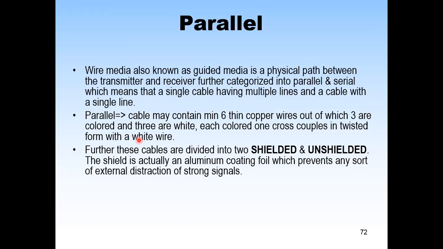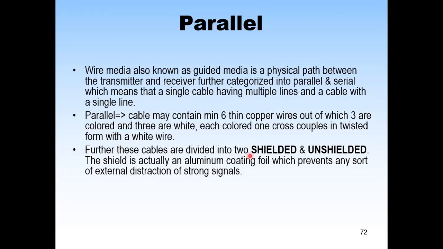So if I give you one type of combination: orange white is combined with orange, then green white is combined with blue, blue white is combined with green, and brown white is combined with brown. So each colored one is in twisted form with a white wire.